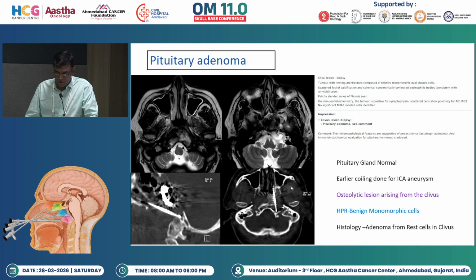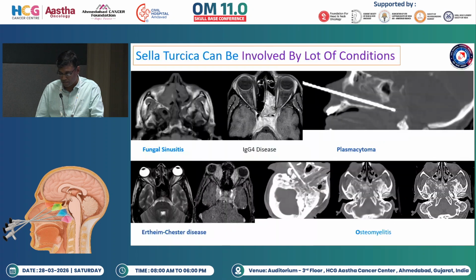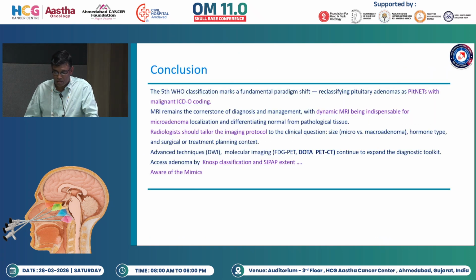If pathologists say it is benign monomorphic cells of neuroendocrine nature, the most likely diagnosis is that it is an ectopic pituitary site from where the pituitary adenoma is arising. So there could be many other conditions that can involve the sella, and we need to know that sometimes they could mimic the same enhancement, sometimes the osteolysis, and sometimes it is the extent of the disease that will help us in differentiating these tumors, starting from fungal disease to IgG4 related disease to plasmacytoma to osteomyelitis, all of which can exist in this particular small area.